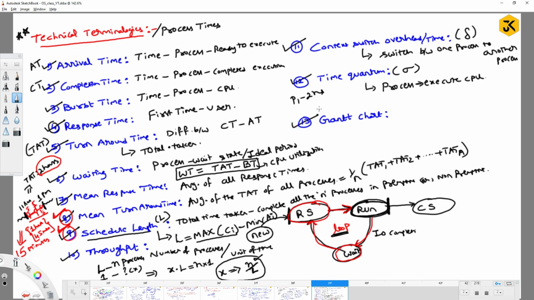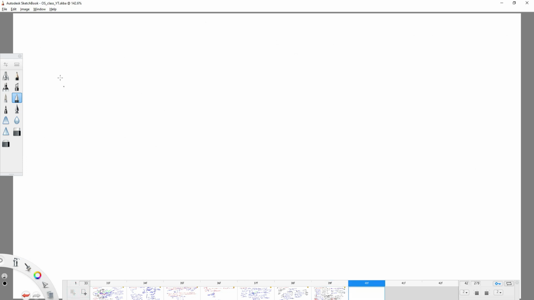Next one, Gantt chart. A Gantt chart is generally used to represent how your processes are executing in the CPU, represented on the x-axis using rectangular shapes, which we can call a Gantt chart. Guys, don't worry about it, it's again the meaning clearly. If we look into this particular example, you can understand, right?